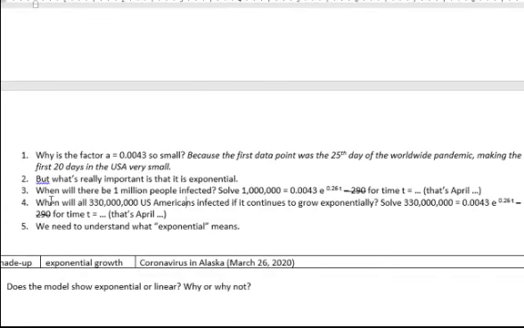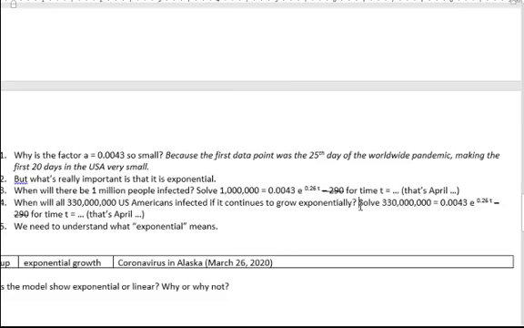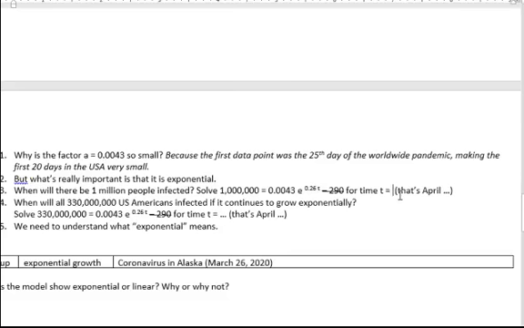All right, so another question here. When will all 330 million US Americans be infected if it continues to grow exponentially? Remember that other question earlier, so I looked it up. So do something similar here. Solve this one here for time. So time equals 74. I just did that, didn't I? So 74 here, and as I said, 10 days on top of day 64, so from March 25th, that puts us at April 4th. Well, check the news if that's actually true.